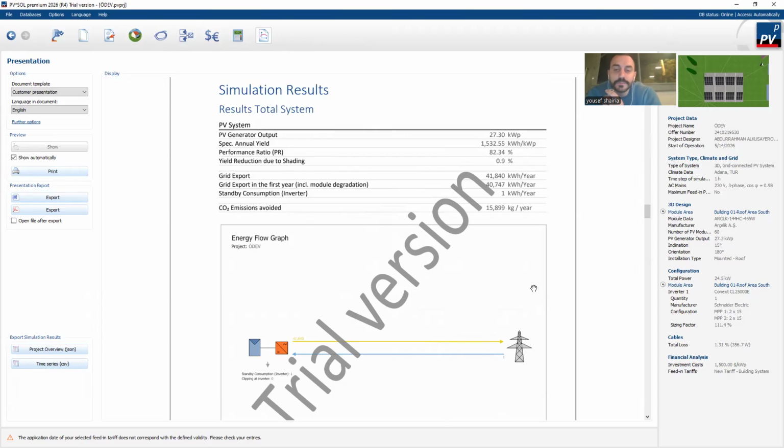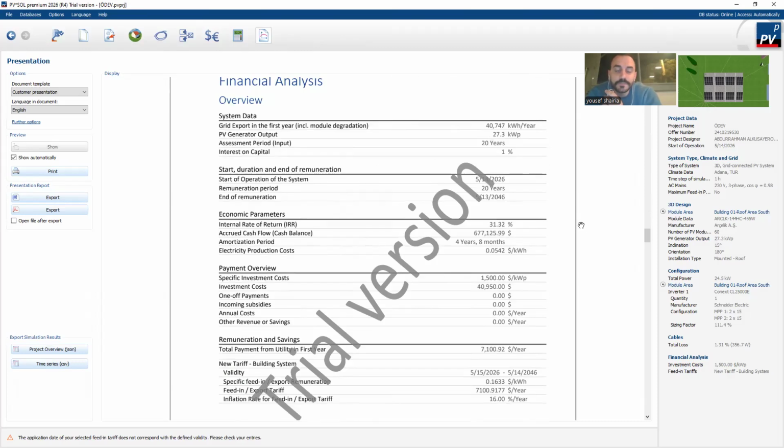From a financial perspective, the project is extremely attractive: an IRR of 31.32%, a payback period of under 5 years, and a total net profit of over $677,000 over 20 years from an initial investment of just $40,950.